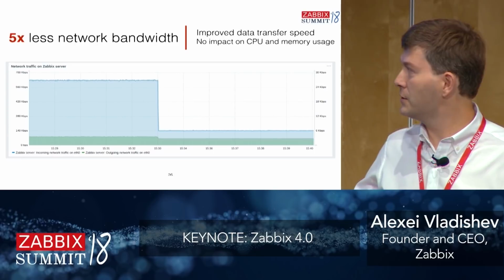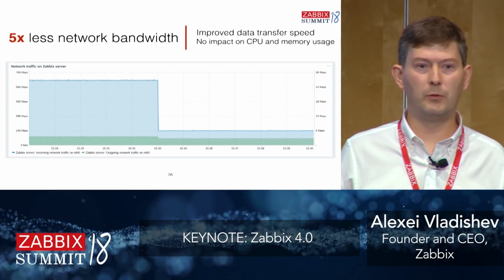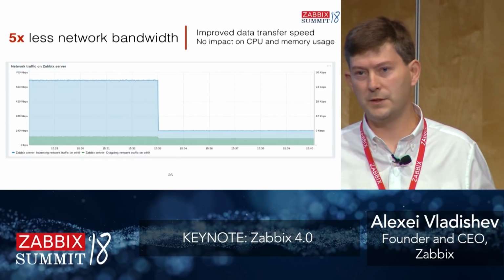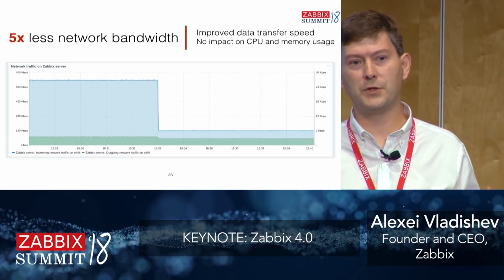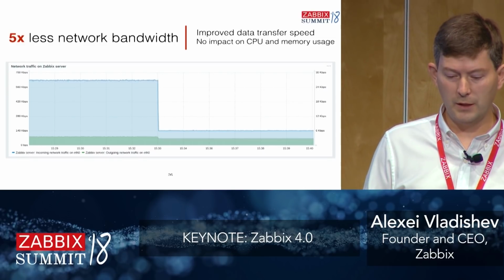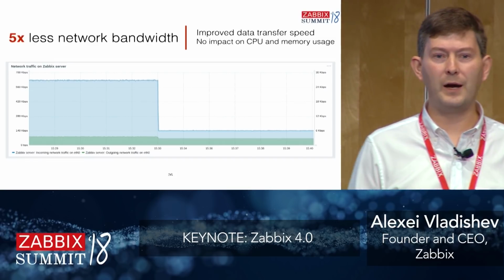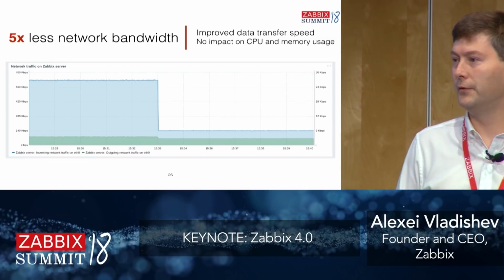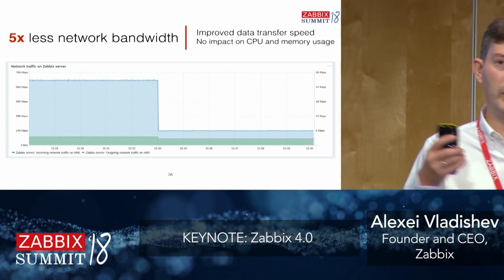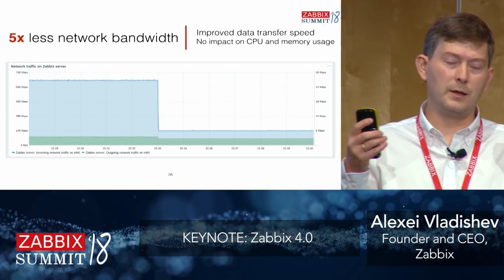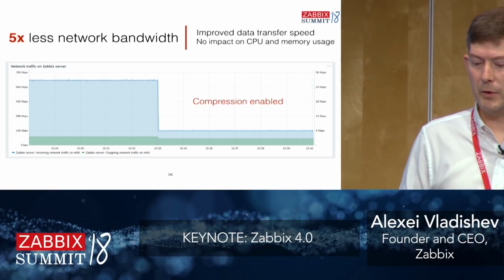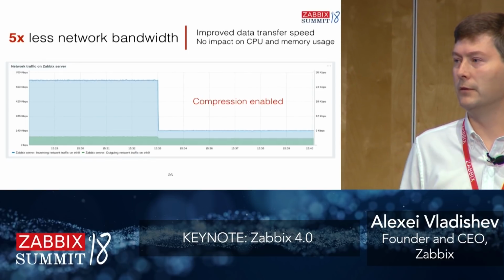And that's the graph from our test lab. Basically, the left side is before, data transfer without compression. And on the right side is with compression. So we are transferring exactly the same amount of data. And as you can see, we need 5 times less bandwidth. Obviously, it improves data transfer speed, and it really improves the amount of data Zabbix proxy may push to Zabbix server in a certain amount of time. So no impact on CPU and memory usage and much better transfer speed.